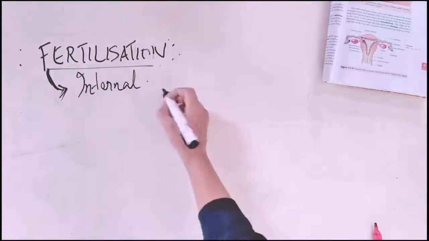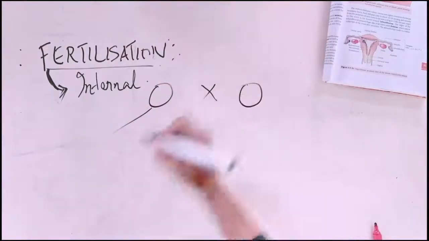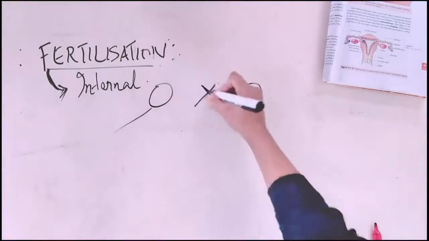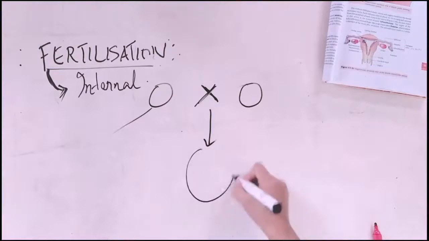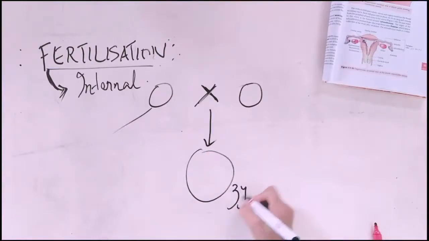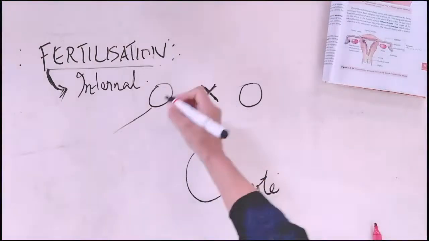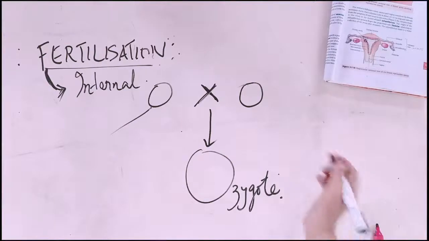Fertilization is the fusion of the male gamete, the sperm, with the ovum or egg cell. When they fuse, they form a zygote. The fusion of male and female gametes to form a zygote is known as fertilization.